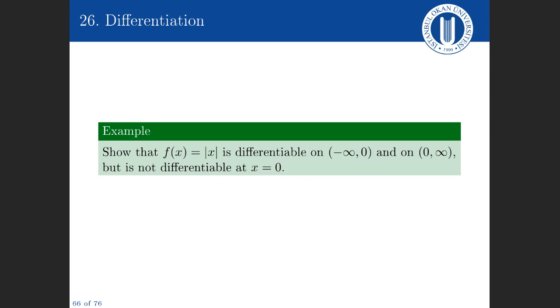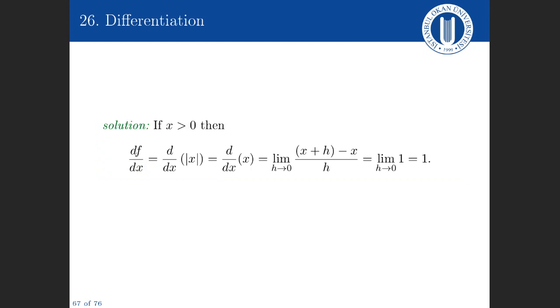Show that f of x equal to the absolute value of x is differentiable between minus infinity and 0, between 0 and infinity, but is not differentiable at 0. First, let's look at positive x. If x is a positive number, then the absolute value of x is the same as x. We're doing the limit as h tends to 0 of x plus h minus x divided by h. X is cancelled, we end up with h divided by h. We're just doing the limit of 1, which is equal to 1.